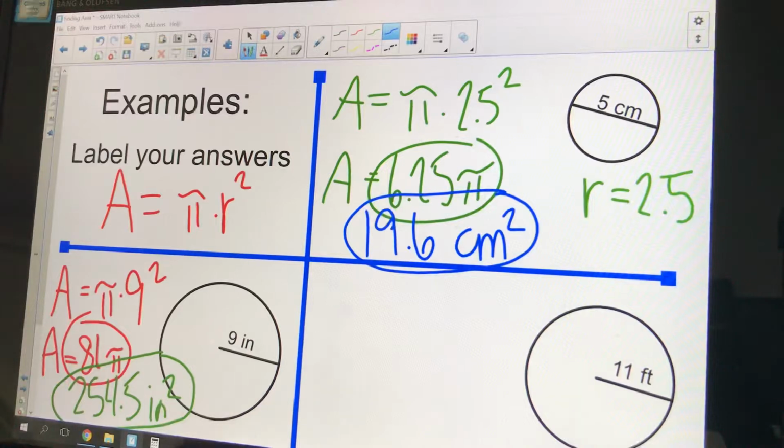Pause these or slow it down if you have to listen to it again, guys. 11 feet down here at the bottom.